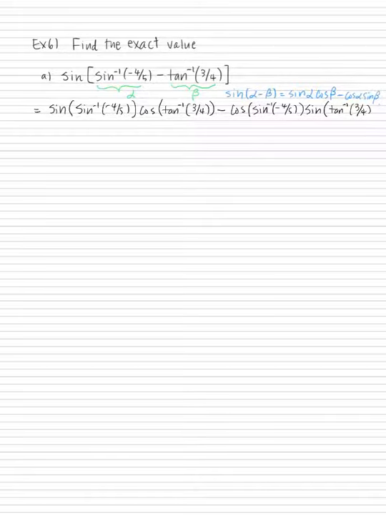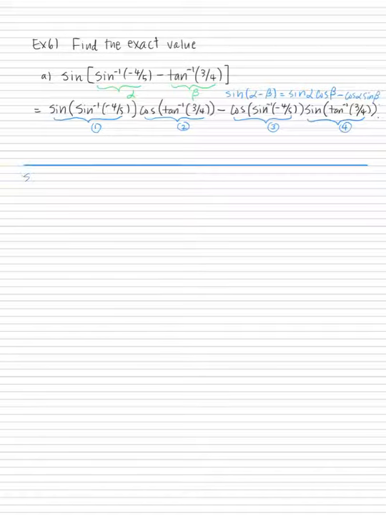Oh, I'm running out of room. Okay, so it looks like we're going to have to compute this one first. Alright, so guess what? One problem turned into 4 problems. Okay, so as side work, let's work these problems out separately. So this is going to be our side work. Let's first go with circle 1: sine of sine inverse of negative 4/5.